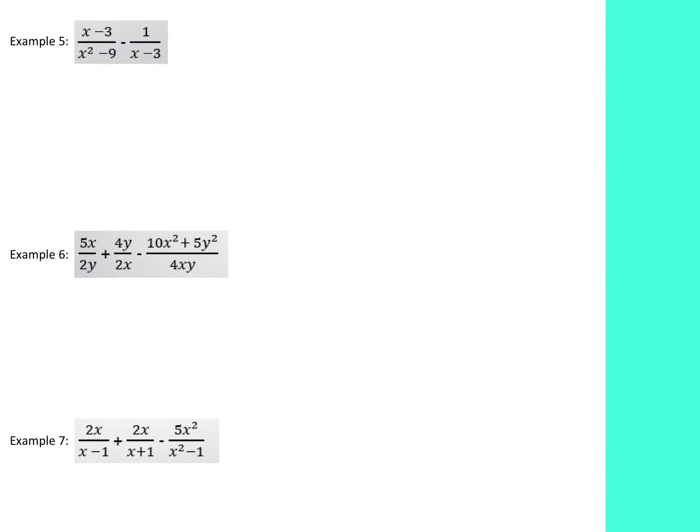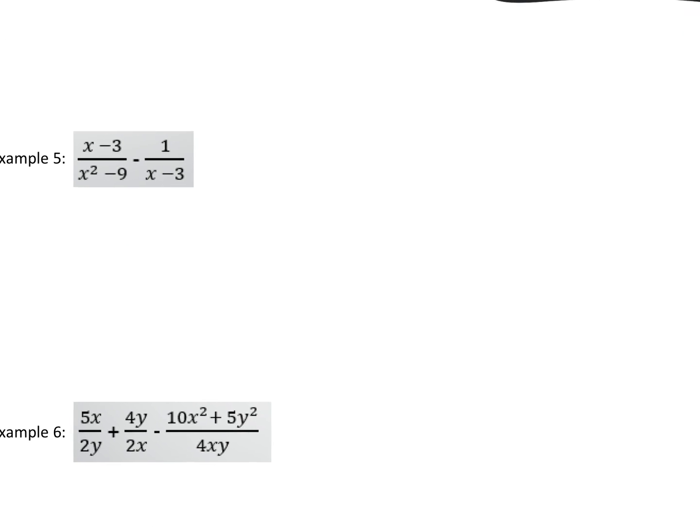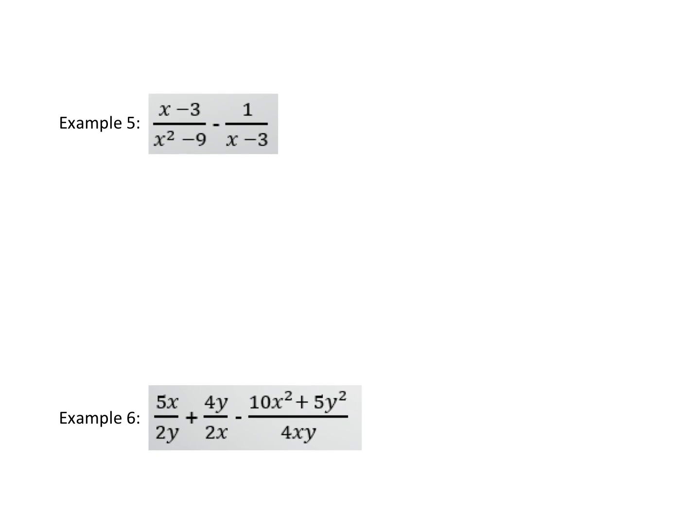Okay. We're almost done, guys. We got 3 more we got to get through. I'm going to give you about 2 minutes. I want you to do number 5. You're perfectly capable. Okay? Factor both denominators. Find the common denominator. And solve this.